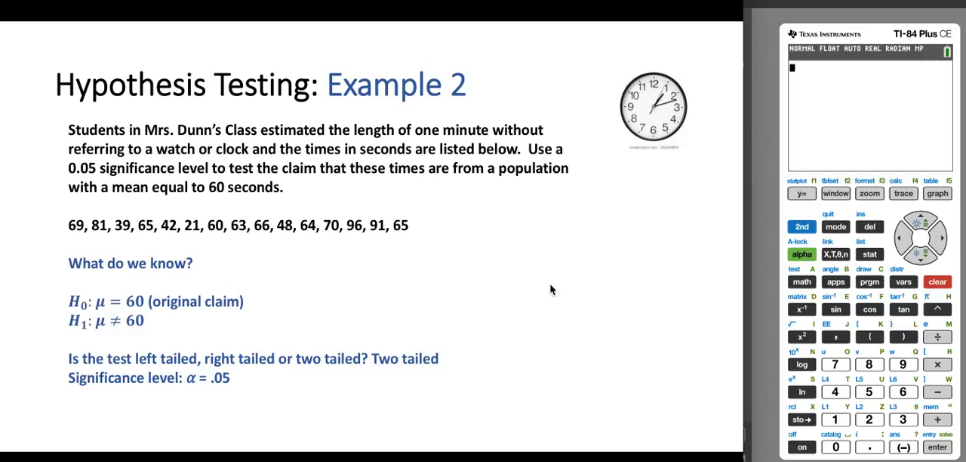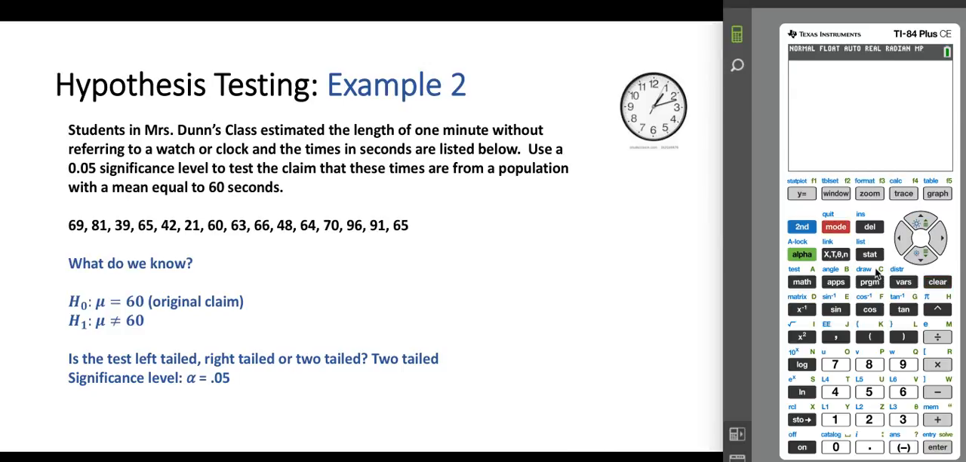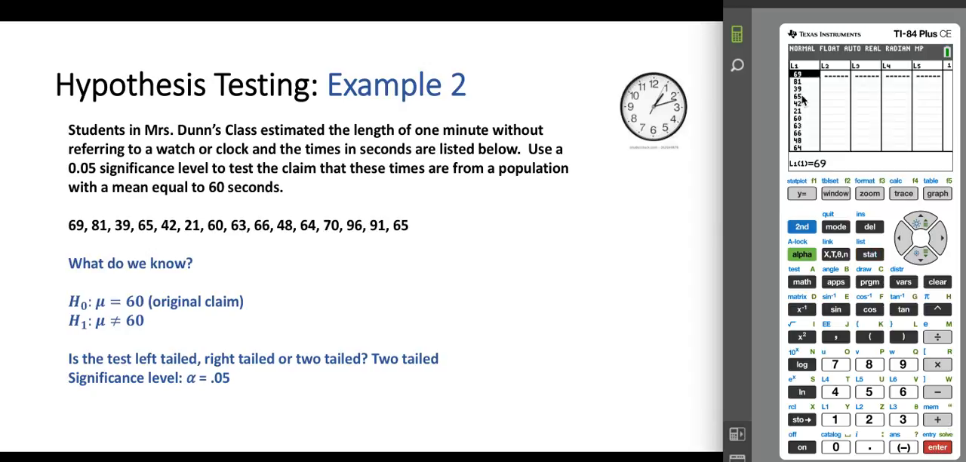Okay, to do this on our calculator, we're going to have to put all this information in our calculator. So you're going to press the Stat key and Edit, and you're going to enter those values into list 1. I've already done that for the sake of time, but feel free to pause the video and input all those values. Remember, I think there's 15 values here. Make sure you get them all in there. All right, then quit out of there.